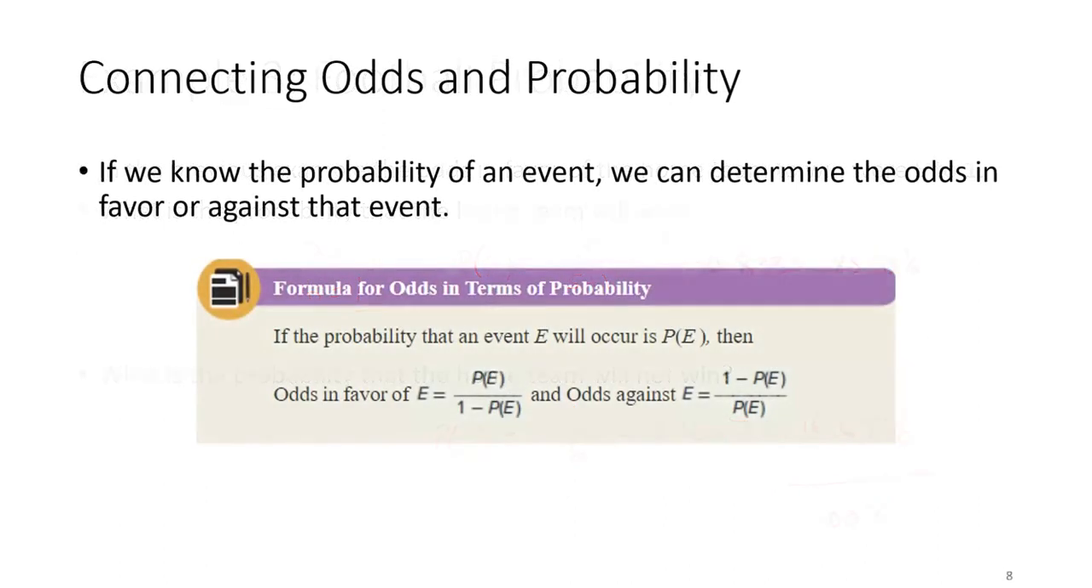Similarly, if we know the probability of an event, we can determine the odds in favor or against that event, just using the formula that you see here. If we're looking for the odds in favor, it's the probability divided by 1 minus the probability, and against, 1 minus the probability divided by the probability. Notice the fractions are just flipped over.